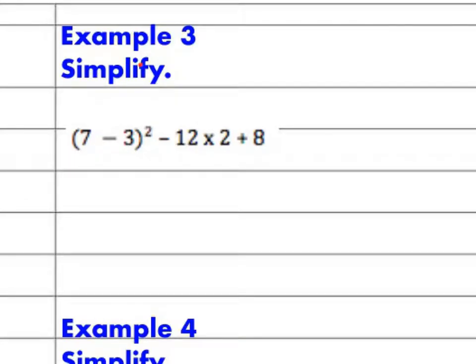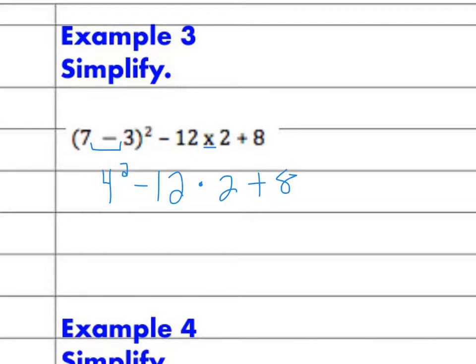Example 3, simplify. We have the quantity of 7 minus 3 to the second power minus 12 multiplied by 2 plus 8. So when we look at this expression, the first thing we need to do is take care of parentheses. So 7 minus 3 is 4, but we still need to do 4 to the second power minus 12 multiplied by 2 plus 8. Now notice I changed this x multiply sign to the dot just because we're going into variables and we should be thinking of multiplying with the dot.